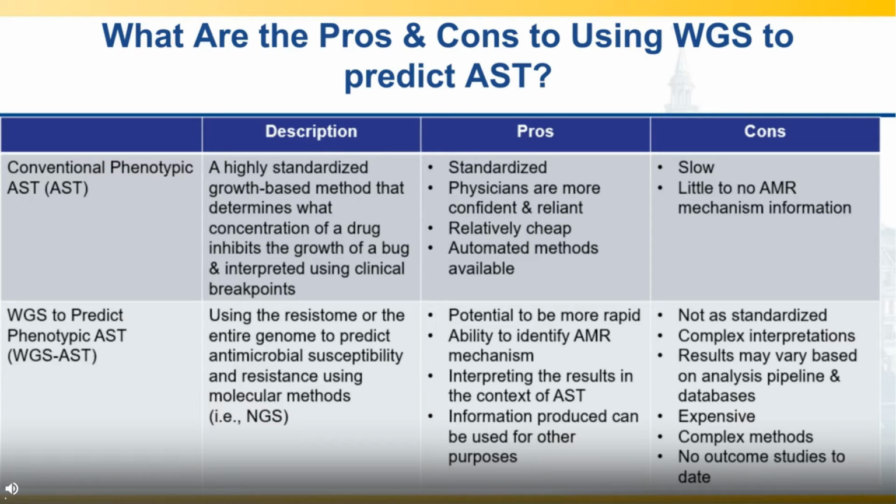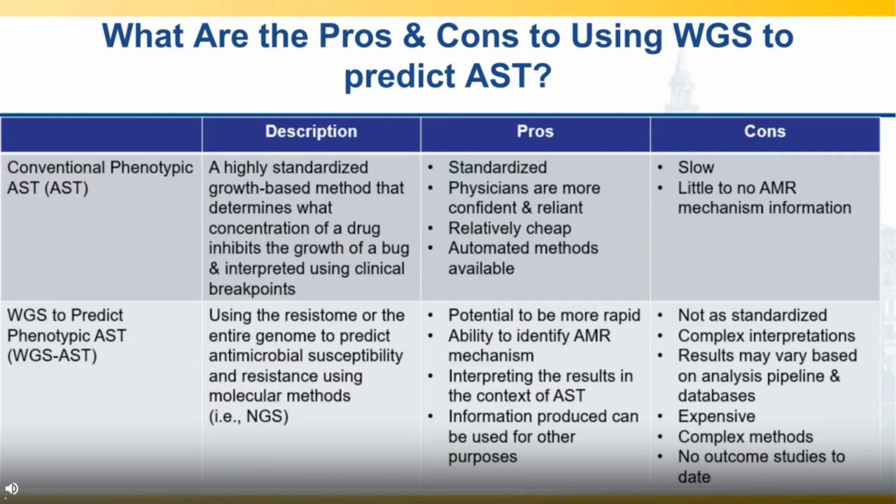The cons to this, though, is that it's not as standardized. There are some complex interpretations, and results may vary based on analysis pipeline and or databases used. It's expensive, especially if you're comparing it to the phenotypic AST methods. These methods are a lot more complex than our methods that we're using currently. And right now, there's really no outcome studies demonstrating the clinical utility of whole genome sequencing AST to predict the phenotype.